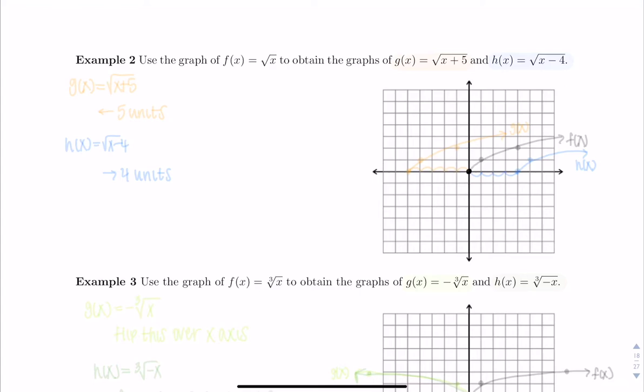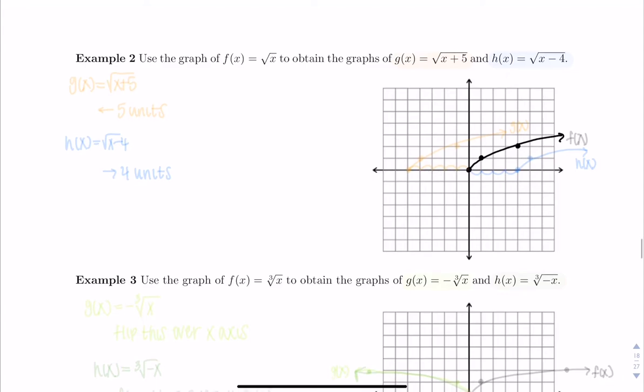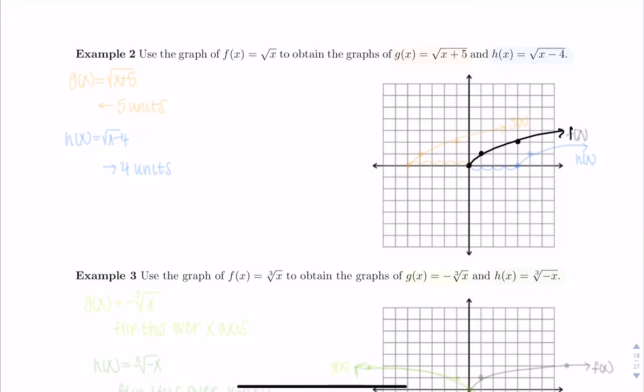If you don't remember what these look like, you can always just pick random x values and connect your points. So f of x looks something like this. Now let's go ahead and do g of x, which is the square root of x plus 5.